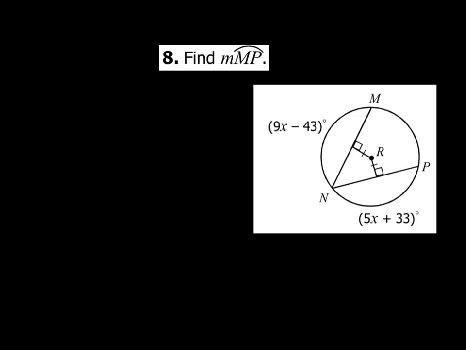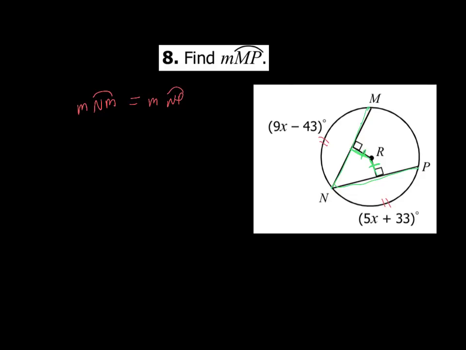Now 8 takes this idea of being equidistant from the center in reverse. We see that we are equidistant, which means that MN and RP must be congruent chords, which means that the arcs contained by them should also be congruent. So the measure of arc NM should be equal to the measure of arc NP.